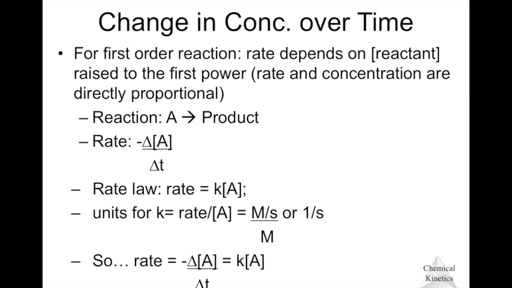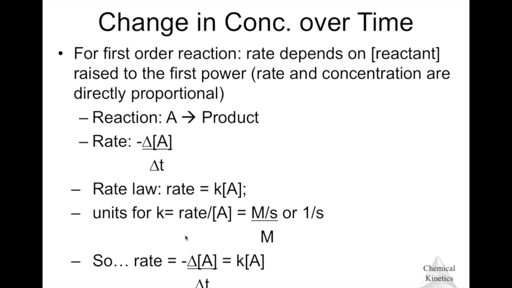So we're looking at changes in concentration over time. If you're looking at a first order reaction, we know that the rate depends on the concentration of the reactant raised to the first power, right? So the rate and the concentration are directly proportional. So the reaction is A to the product. We talked about before the average rate is a change in concentration of reactant over time. Our rate law for this would be our constant times the concentration of A. The units for that would be 1 per second.